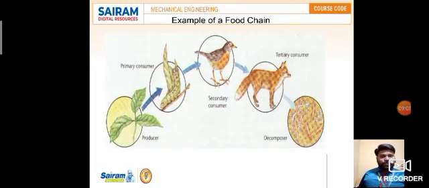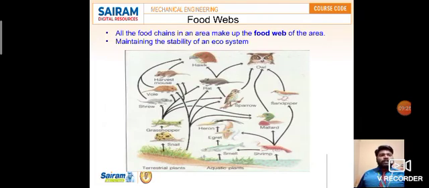In the picture we can see the producer, then the primary consumers, small insects, then secondary consumers, birds, then tertiary consumers, fox, and then the microorganisms, bacteria and fungi, the decomposers. This forms a food chain. That's an example of a food chain. There are other food chains in the ocean too, and the food web of the area maintains the stability of an ecosystem. Everything makes an equilibrium in the ecosystem.